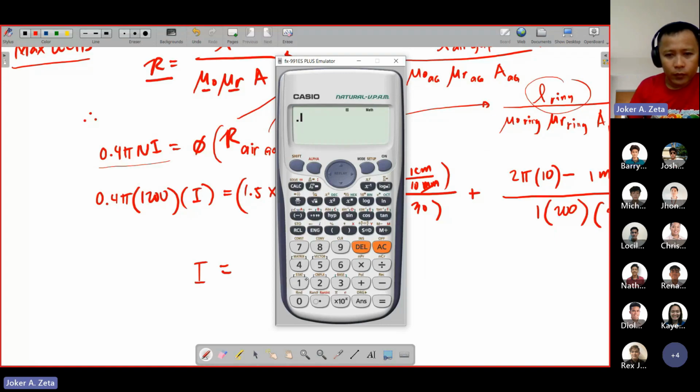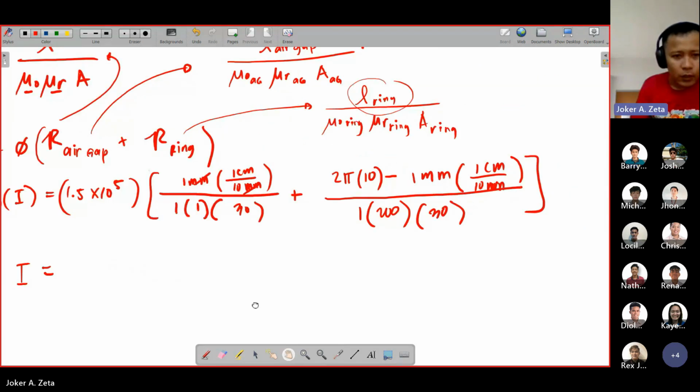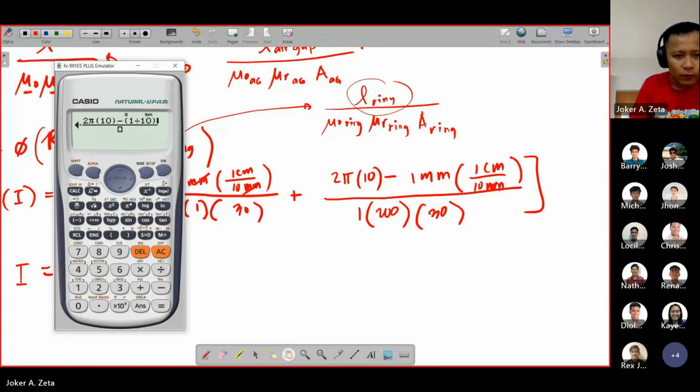Going back, we have 0.4 pi times 1,200 times I equal to 1.5 times 10 to the power of 5 times 1 over 10, divided by 30, plus 2 pi times 5 times 10 minus 1 over 10 minus 1, divided by 200 times 30. Just leave the 1 there, guys.